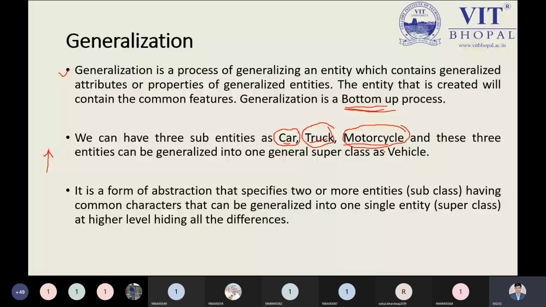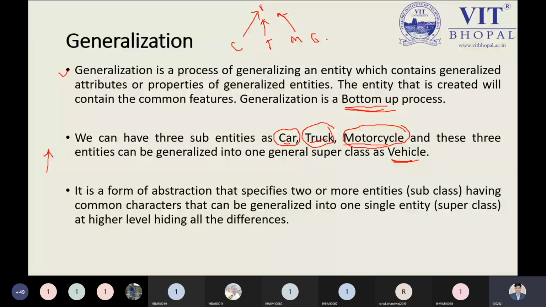This is known as a vehicle. So we can write this point: we have car, we have truck, and we have motorcycle. So this is the vehicle entity. All these are connected by this one, and we can read all these entities like this. So this is known as the bottom-up approach.